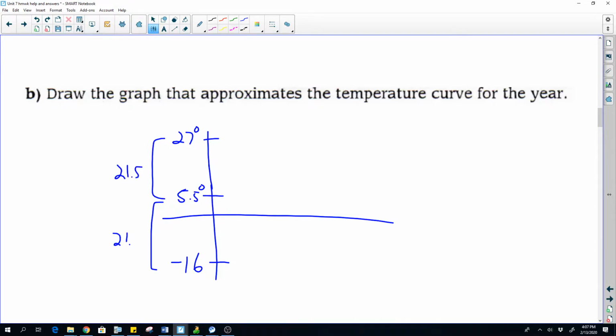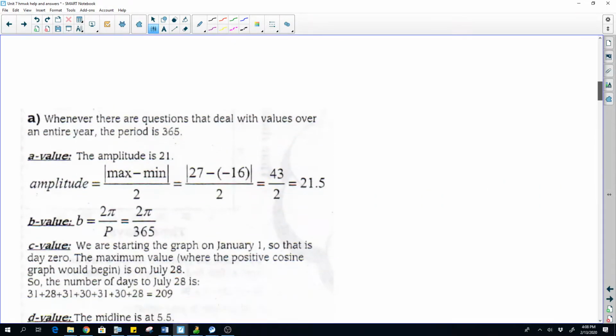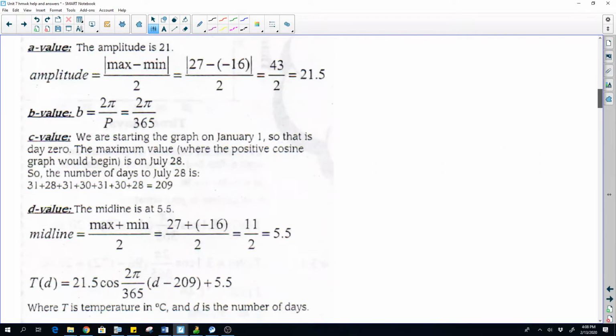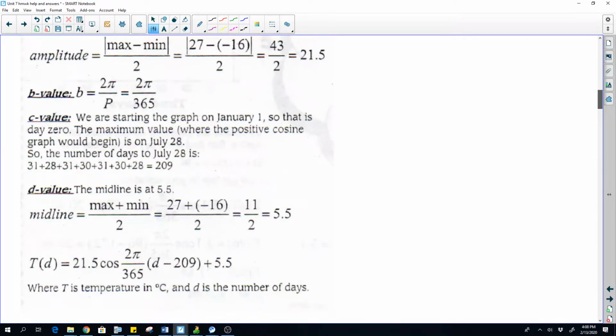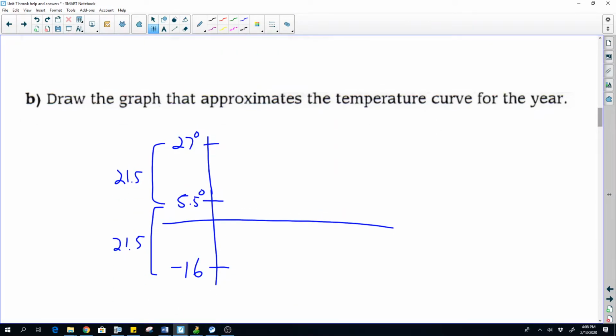So it's high, so up 21.5, down 21.5. Cool. Okay, so we're going to be starting on January, which is 1. And so then when we type January as 1, then the day is 0, and then the maximum value with the positive cosine graph would begin on July 28th. Cool. Okay, so then we would start up there, July 28th, and add 1. And then we would go ahead and go all the way down to negative 16, and then back up again.